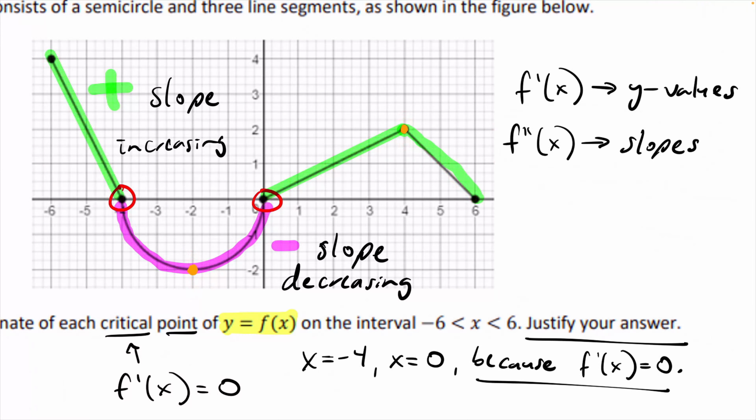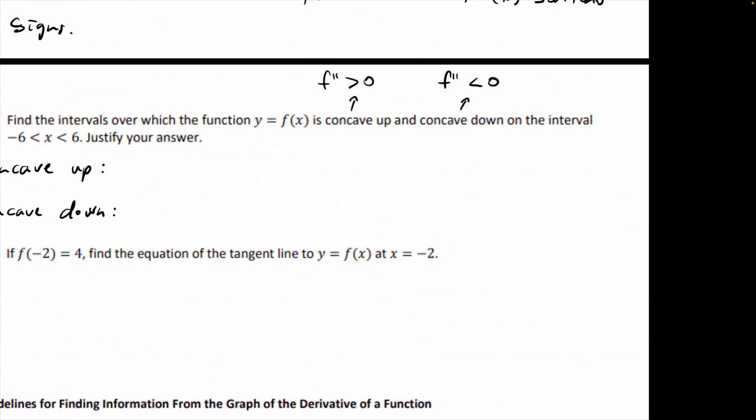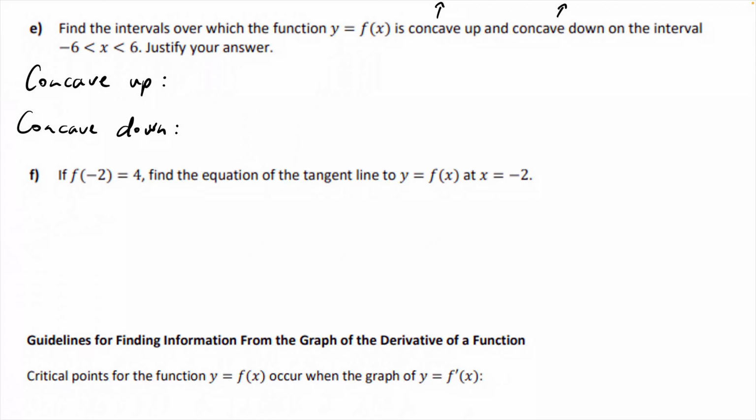So where is it concave up? At -2 to 4. Why was it -2 to 4? Because the slope is positive. Good. From -2 to 4, because the slope, which we're calling f double prime, is positive.